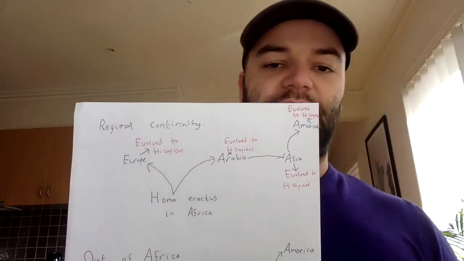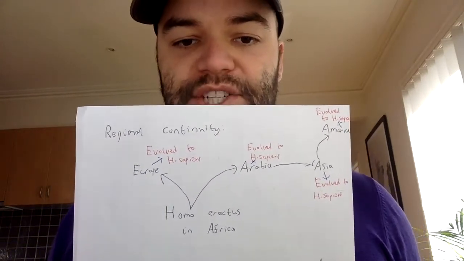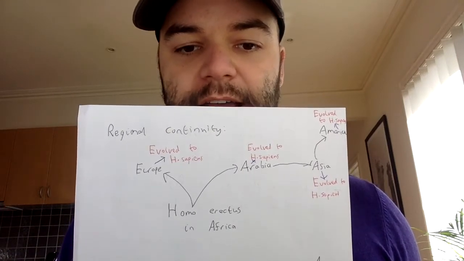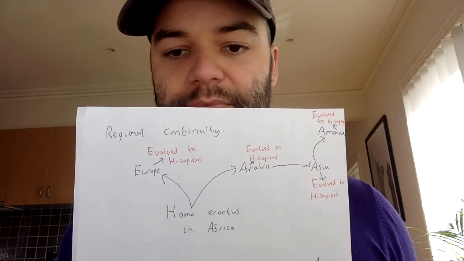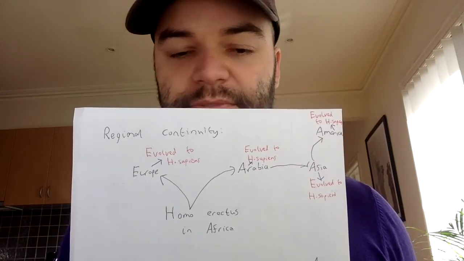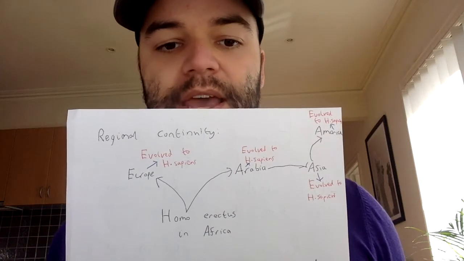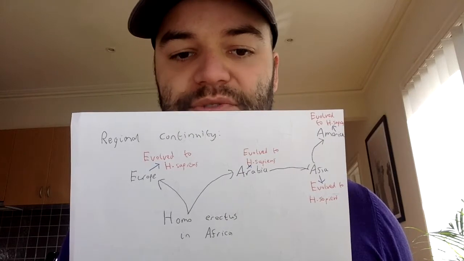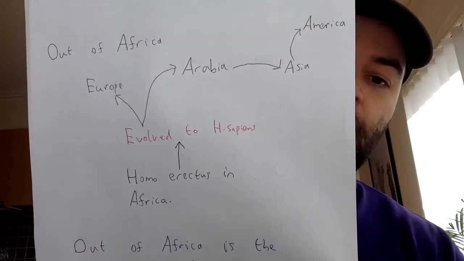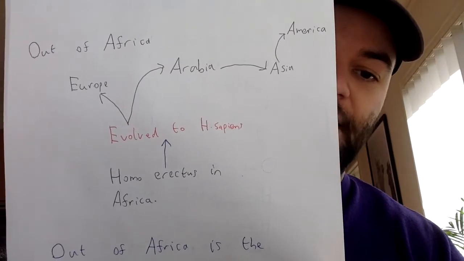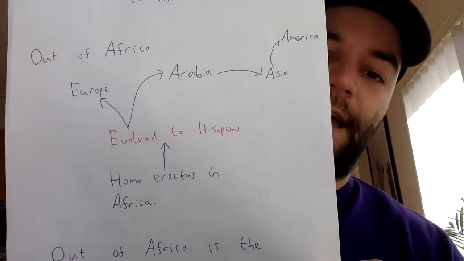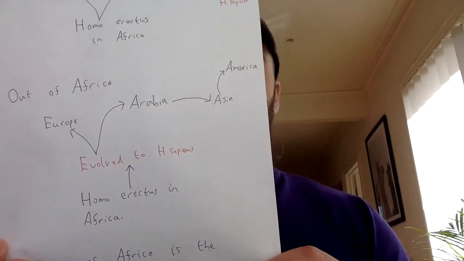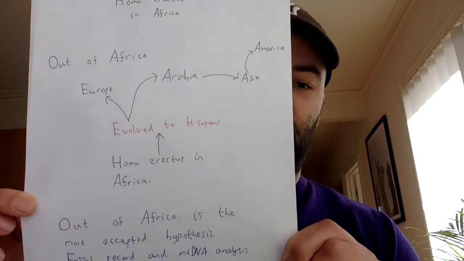And I've just got two diagrams to sum up those two theories. So I've got the regional continuity hypothesis there. I'm showing that Homo erectus is in Africa, and then it moves out into Europe, Arabia, Asia, America. From Asia, it would have moved down into Oceania as well. And then in all those separate locations, it evolved into Homo sapiens. So that's what regional continuity says. Whereas out of Africa says that Homo erectus in Africa evolved into Homo sapiens, and then moved into Europe, Arabia, Asia, America, etc.